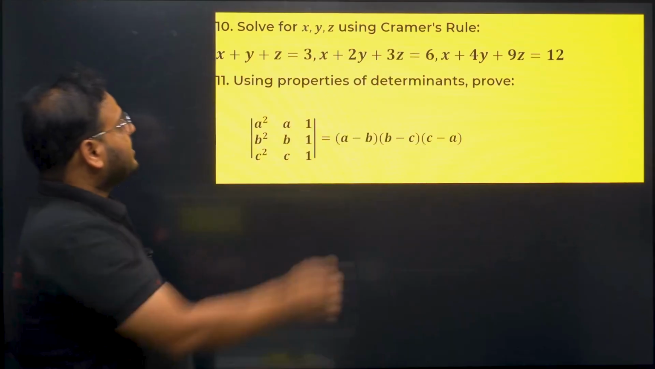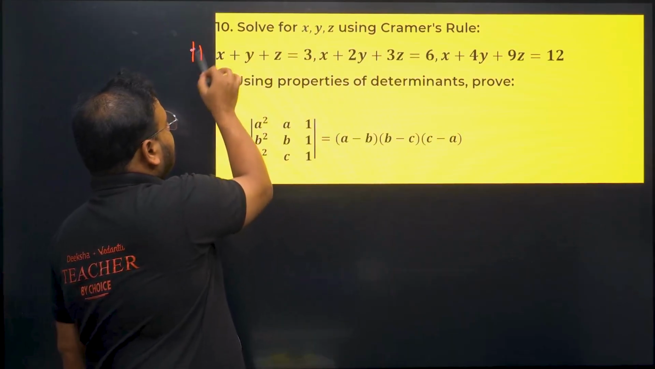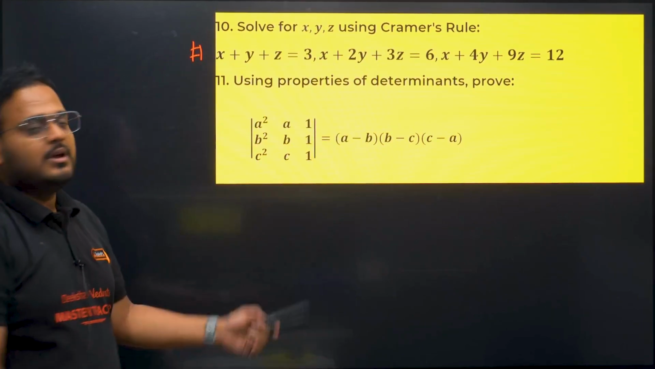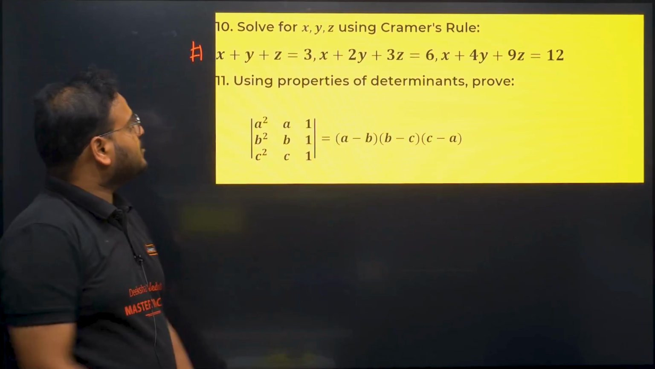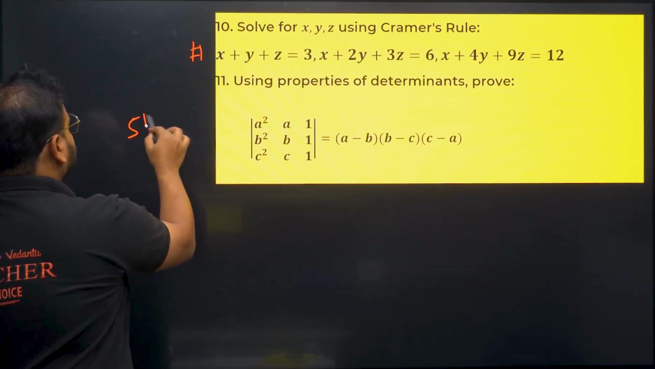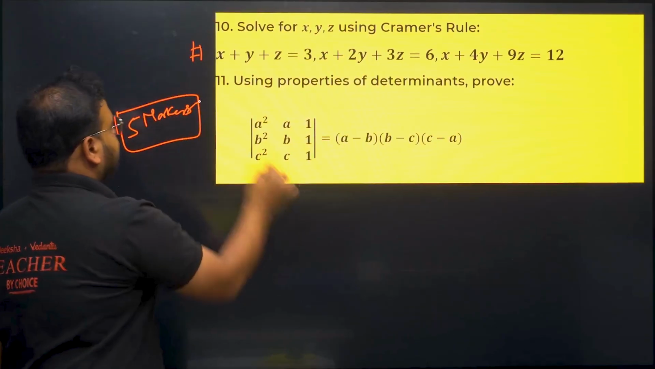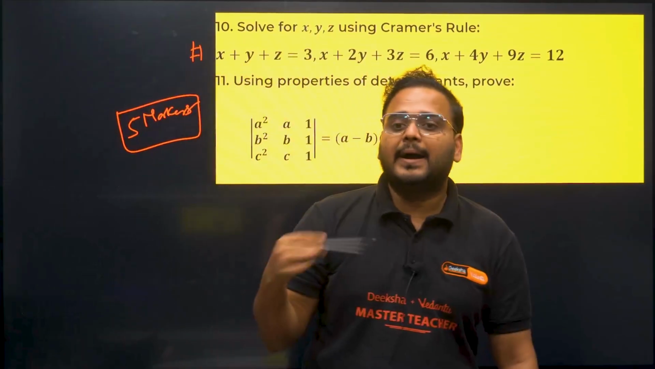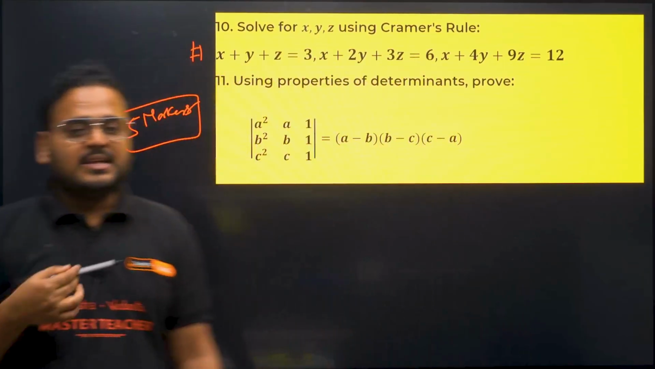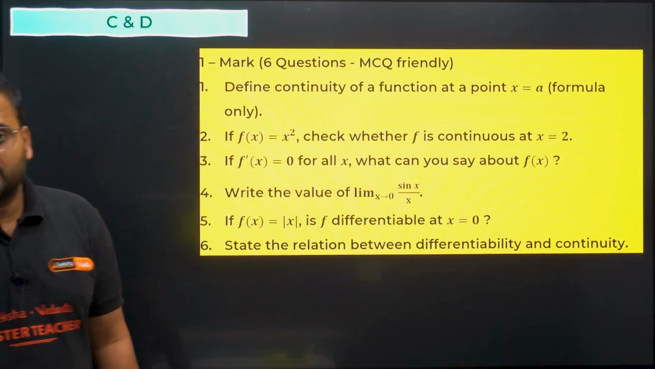Alright, and solve for x, y, z using Cramer's rule. Same thing, matrix method you can use over here, and properties of determinant to prove this condition as well. So these are the 5 marker questions. In 5 marker, matrix and determinant combine together. Alright, so please get these questions list and solve these questions, very important.